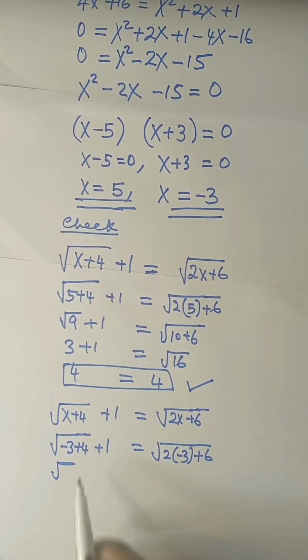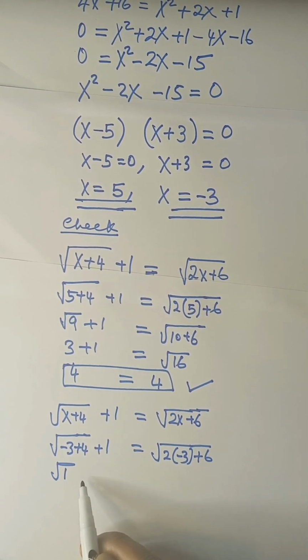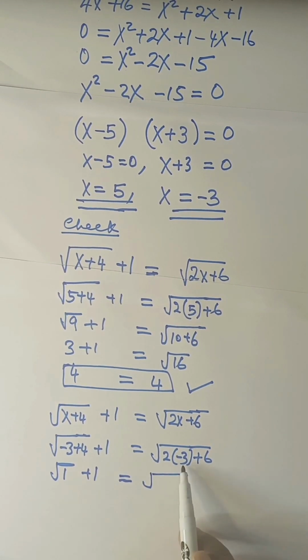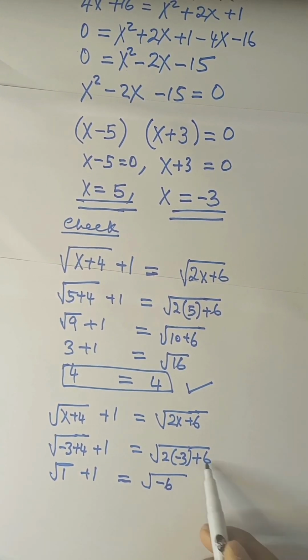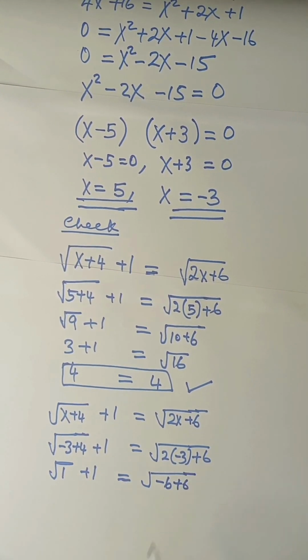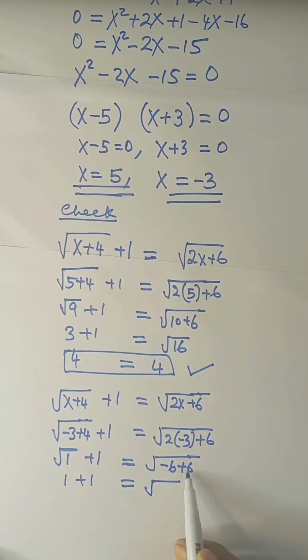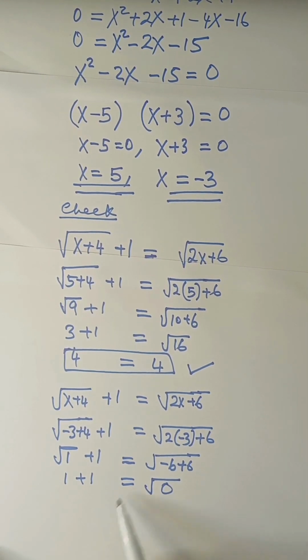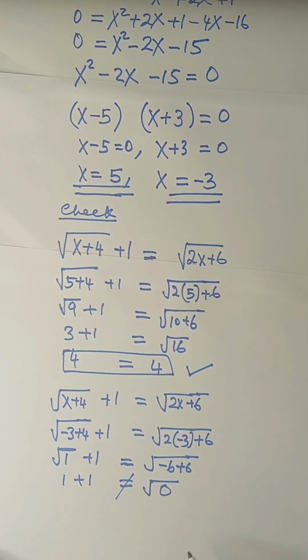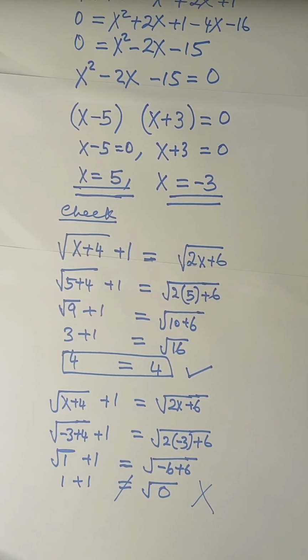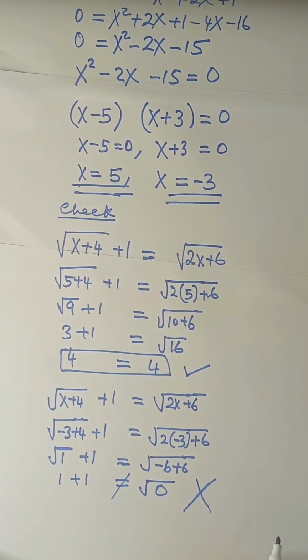Now let us replace x with minus 3. Minus 3 plus 4 will give us 1. The square root of 1 plus 1 is equal to the square root of 2 times minus 3, which is minus 6, then plus 6. The square root of 1 is 1, plus 1 is 2, and minus 6 plus 6 will give us 0. So this is not true. So we will reject this. Minus 3 is an extraneous solution. So the only value of x is 5.